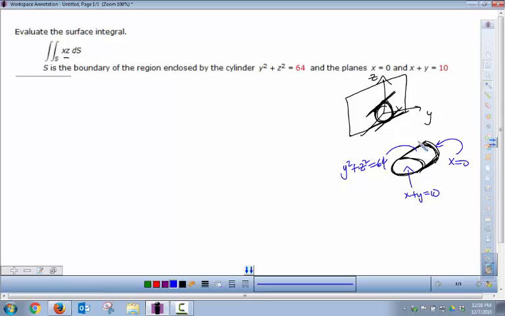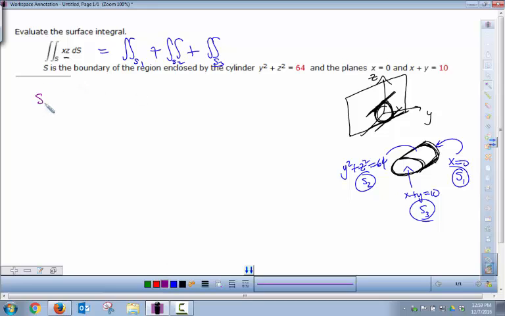All right, let's name these ones. Let's call this S1, S2, and S3. And so we're going to need to add up these three surface integrals together, which means we need to parameterize them. So that's what we'll do. We'll parameterize them. We'll start with S1.